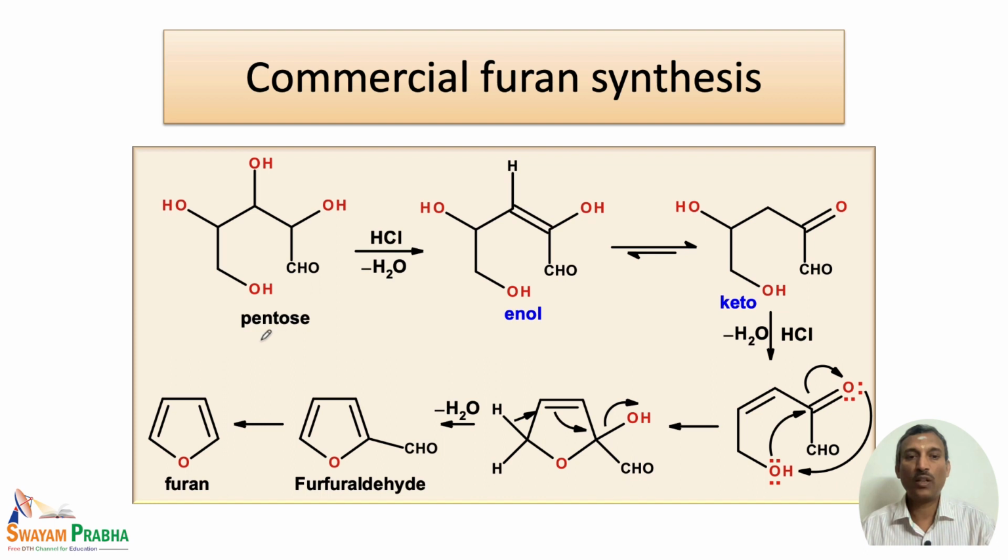So, if you look at the mechanism for the previous reaction, that means from the maize, how do we get that? We have this pentose compound as shown here. We have an aldehyde unit and we have four hydroxy units present in this molecule, and treatment with HCl leads to the loss of a water molecule. So, one of the water molecules is lost.